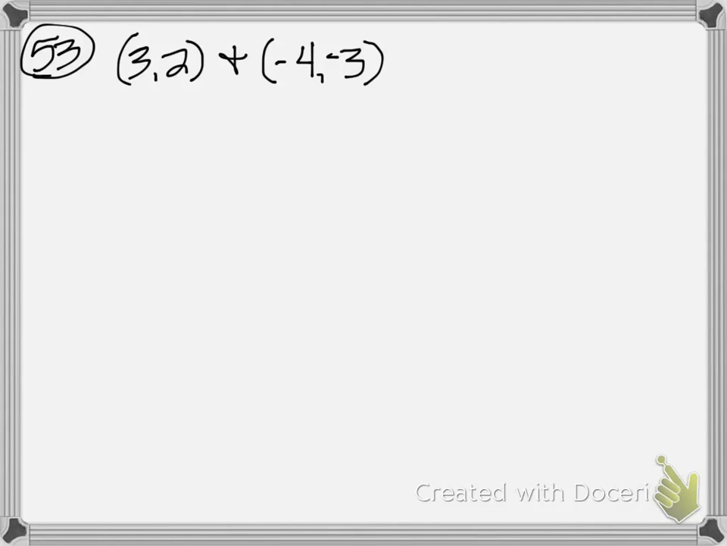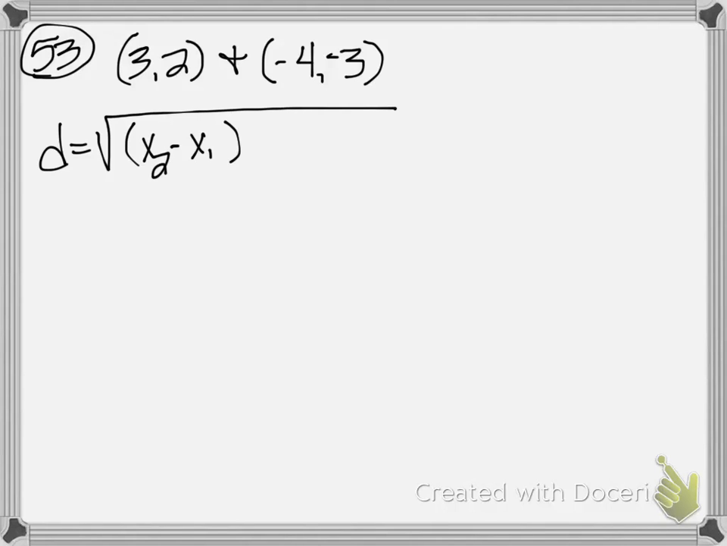Number 53 is, they give you 2 points and they want you to find the distance. So you have to use the distance formula, which is on your formula sheet. And it pretty much just says subtract your x's and square it, and then you subtract your y's and square it, and then you add those 2 quantities together.